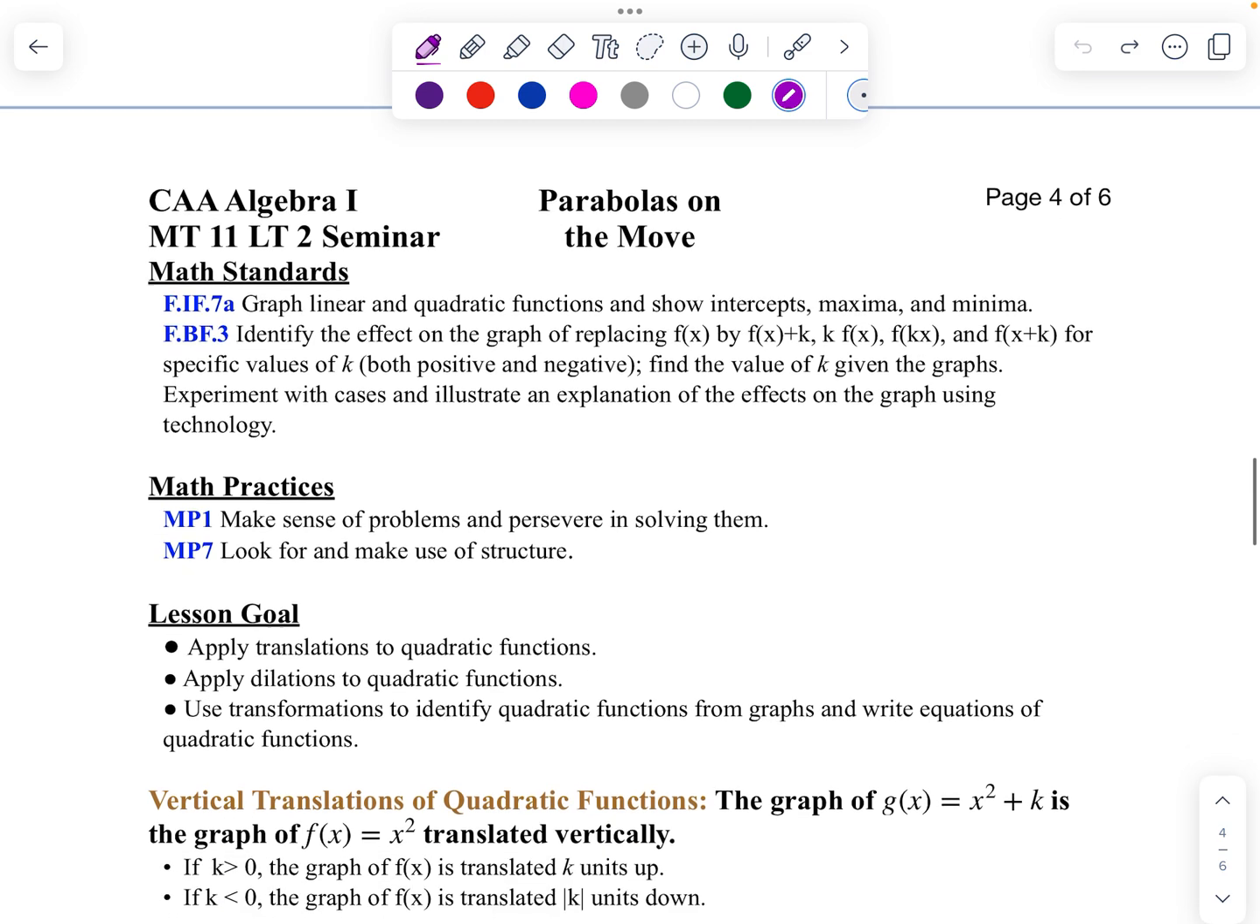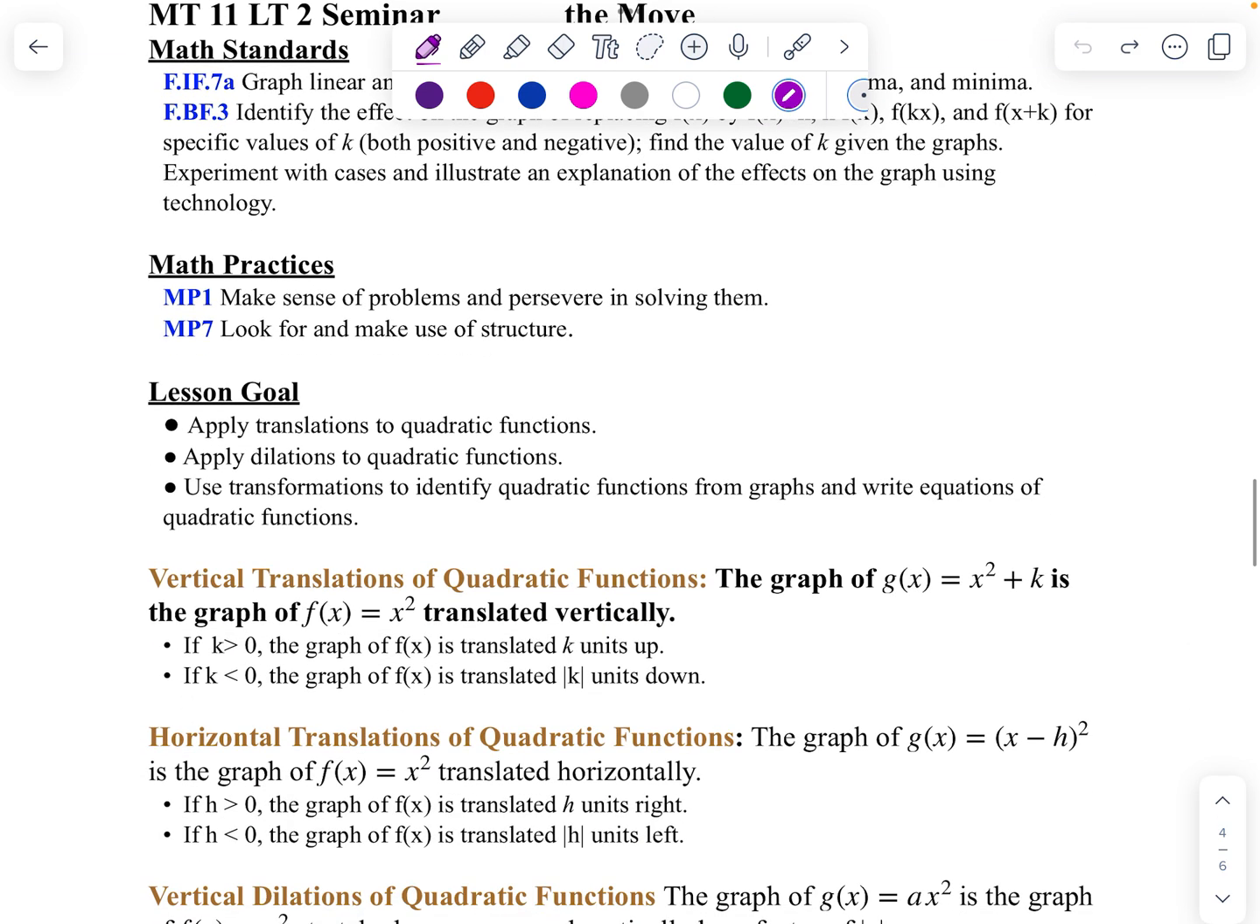7 problems, I should say. Okay, so what we're going to do, what you've learned is you've just done a bunch of translations and dilations of quadratic equations, and we're going to write equations of quadratic equations. Now, let's formalize what you've just done.